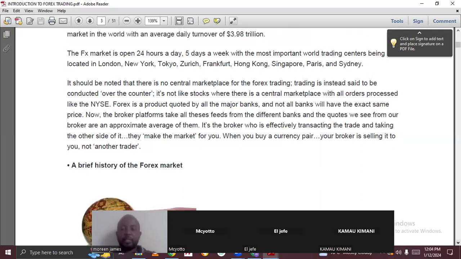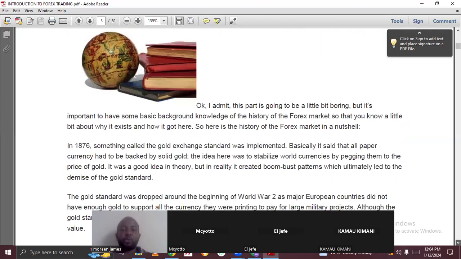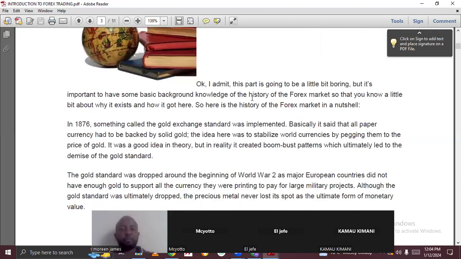So then I'll tackle a little bit of history. This one will be very fast. It's a little bit boring, but important to have a little background of the history of the Forex market. In 1876, we had something called the gold exchange standard that was implemented. It said that every paper currency was supposed to be backed by solid gold. The idea was to stabilize world currencies by pegging them to the price of gold. We understand that gold never loses its value or its luster.